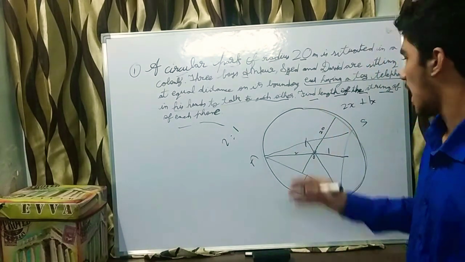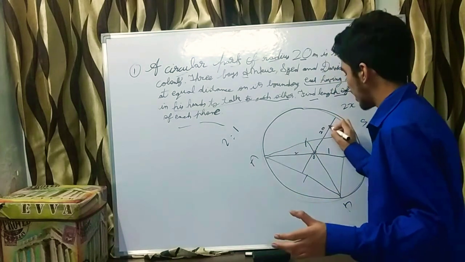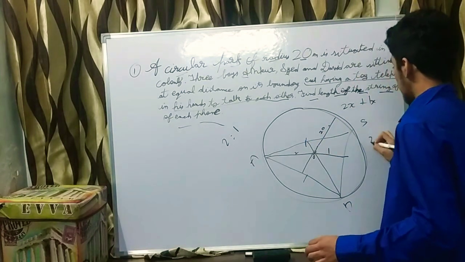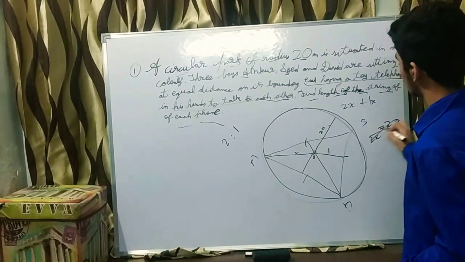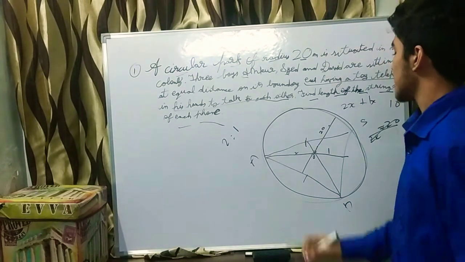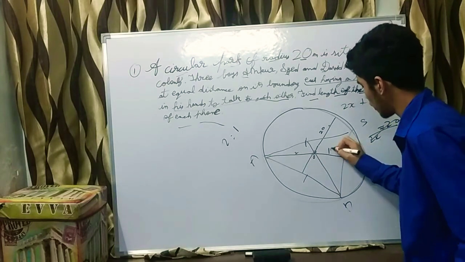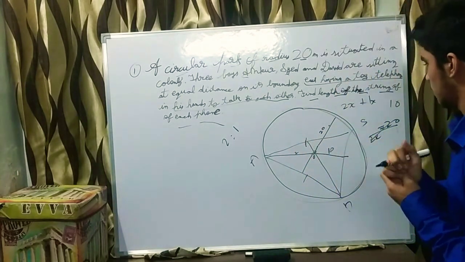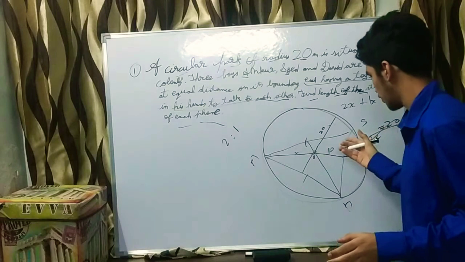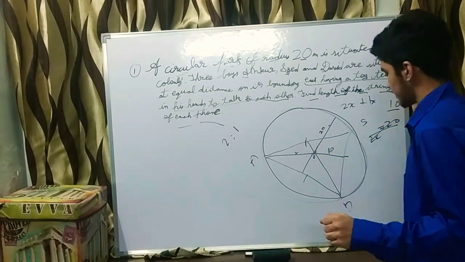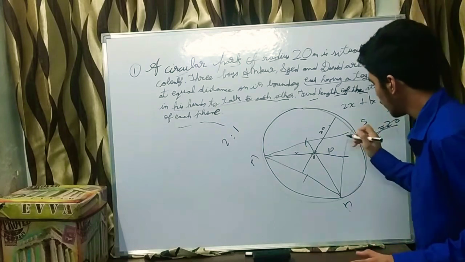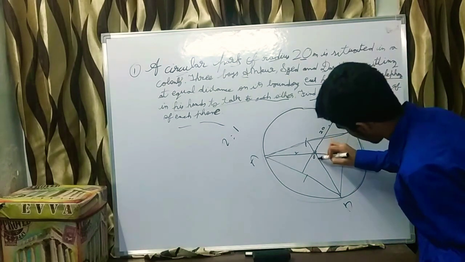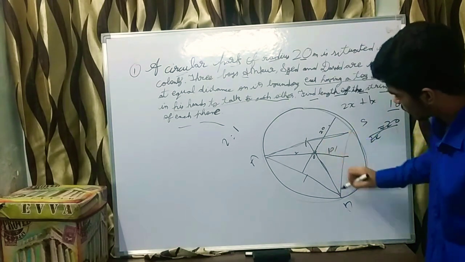Now we know that O is equal to 20 because it is the radius. Since it is the radius, 2x would be equal to 20. So the value of x would be equal to 10. So we can say that this line is equal to 10. Till now understood? Now let us apply more methods. This is 10. Now we have to find this line. Let us first find this one. This is 10, this is the radius, 20.